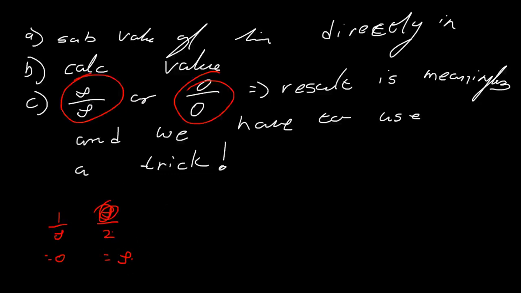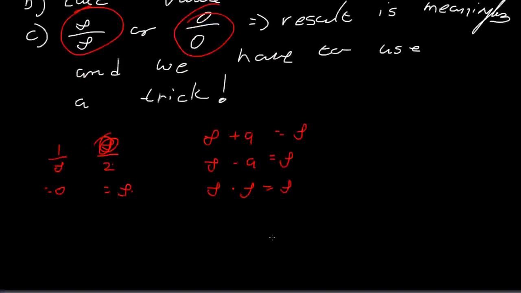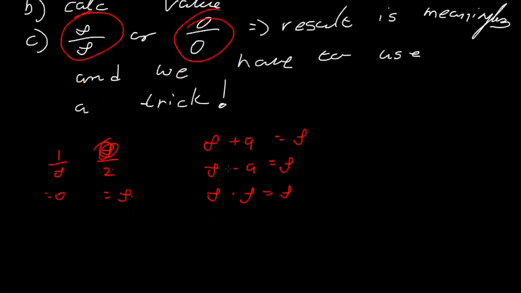But if you end up with infinity over infinity or 0 over 0, your result is meaningless and you'll have to use a trick. A few other things I just want you to note. Infinity plus a is equal to infinity. Infinity minus a is equal to infinity. Infinity times infinity is equal to infinity. Okay? So infinity plus a constant stays infinity. Infinity minus a constant stays infinity. Infinity over a constant is equal to infinity. Infinity times a constant is equal to infinity.